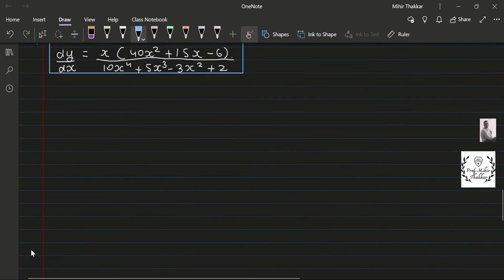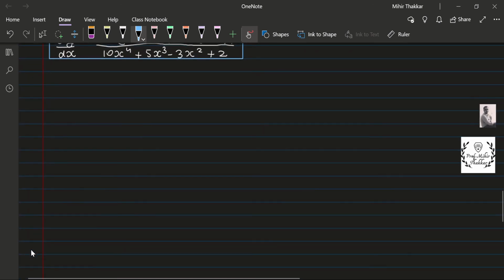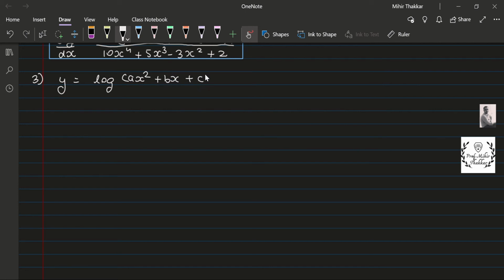Again, question number 3 is also a similar sum. So let us see sum number 3. In case you wish to write that sum, please pause the video and you can copy down that sum. You have y is equal to log of ax square plus bx plus c. Once again, I consider this entire term as fx. So if this entire function is fx, again we will use the same formula, log fx.